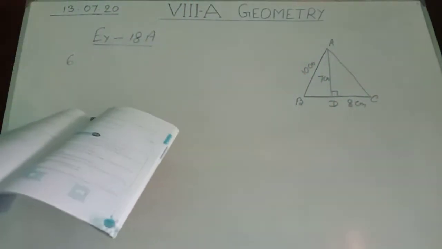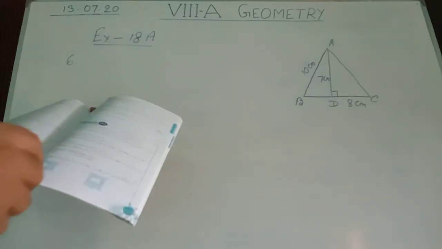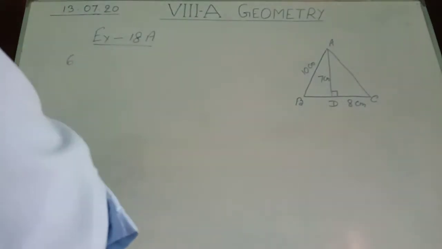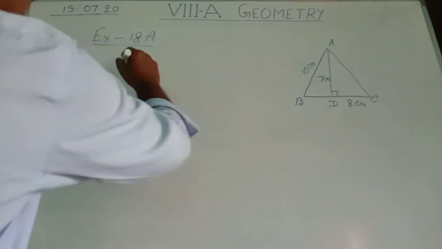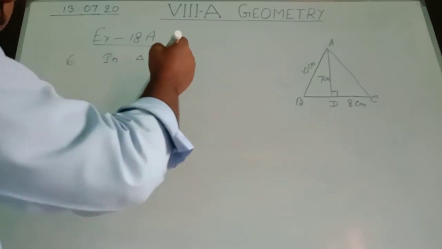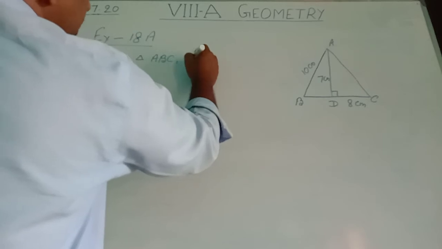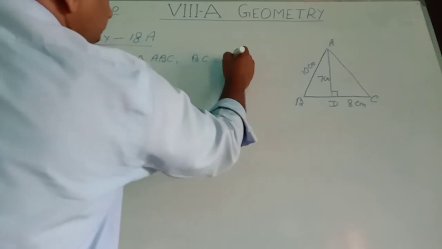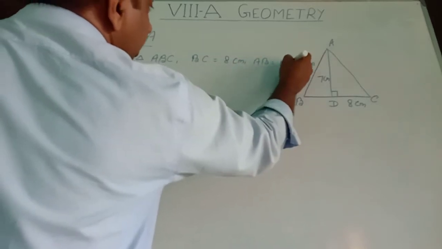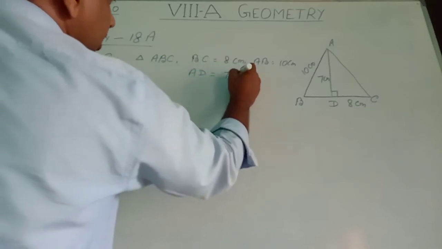Then our question is the area of the triangle. Roman number 1, there are two questions. Roman number 1, the area of the triangle, and Roman number 2, the height of the triangle corresponding to the side of length 10 centimeter. So first of all we write the given information. In triangle ABC, BC equal to 8 centimeter, AB equal to 10 centimeter, and height AD is equal to 7 centimeter.